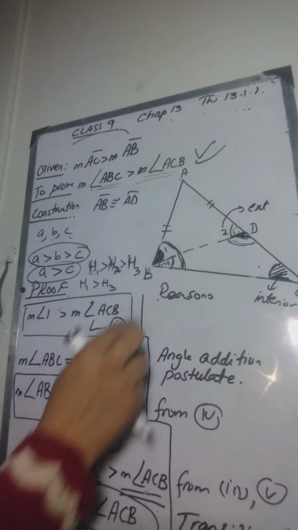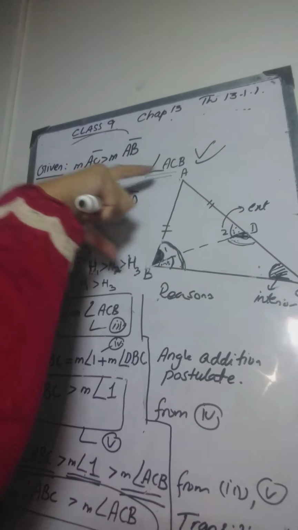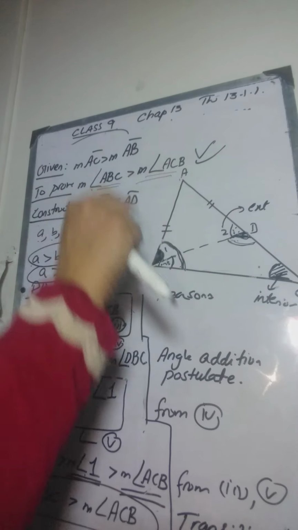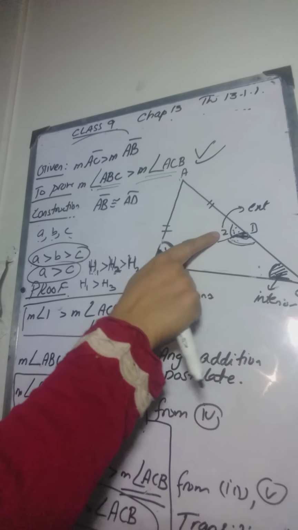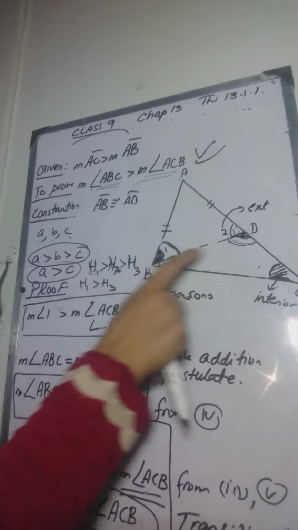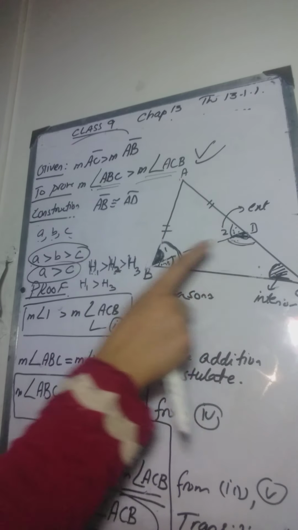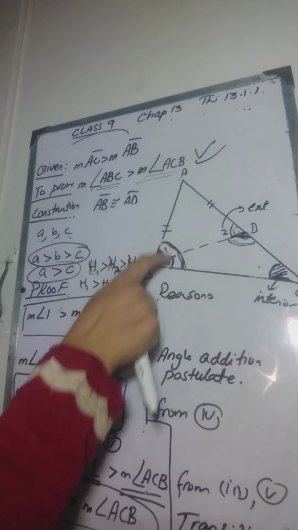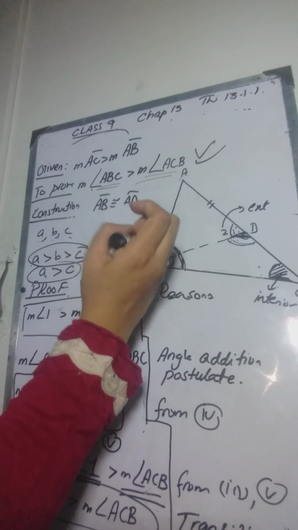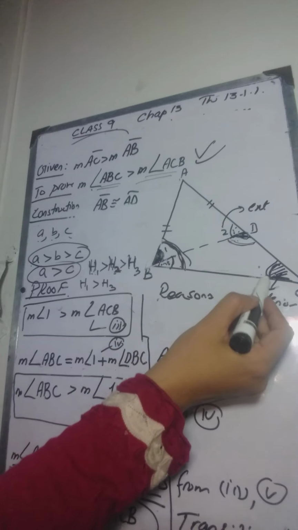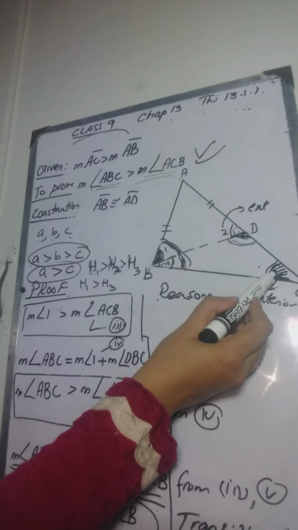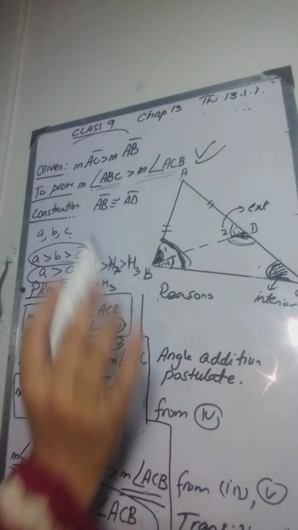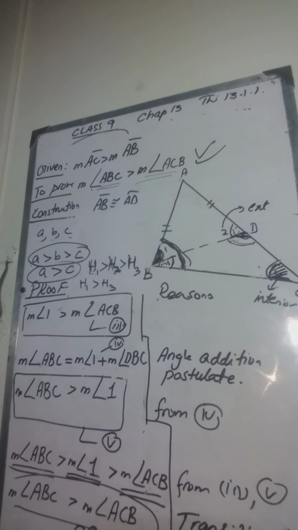So what we did is we took AD congruent to AB, and we named these angles angle 1 and 2. Angle 1 and 2 are the same. Now 2 is the exterior angle, so it is greater than angle C. So angle 1 will also be greater than angle C. If angle 1 is greater than angle C, then this whole angle, which is angle 1 plus some other angle, will definitely be greater than C, because this whole angle is itself greater than 1 and 1 is greater than C. So angle B will also be greater than angle C, and this is what we needed to prove.